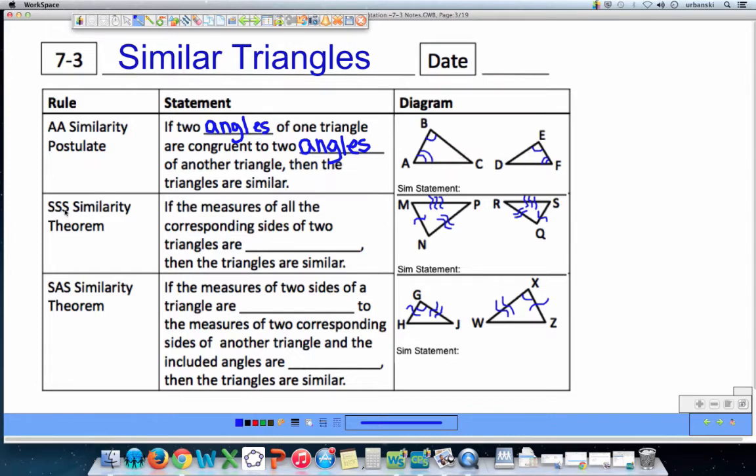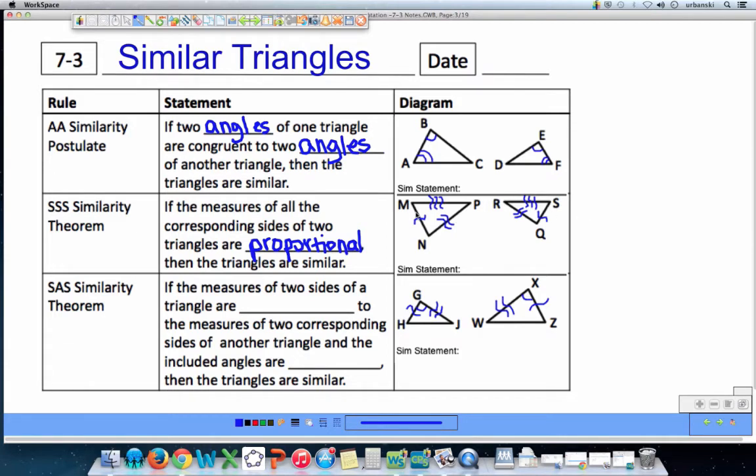The next one is SSS. Think back to last semester what SSS stood for. It was for three pairs of sides. So if the measures of all the corresponding sides of two triangles are proportional, not congruent, if we said they were congruent, then the two shapes would be congruent. But since they're proportional, the sizes can change.